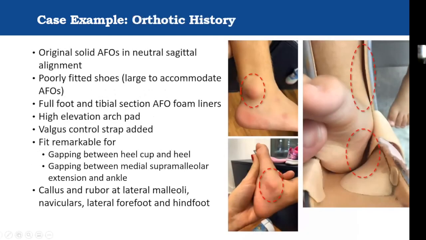So in her original AFOs, a good attempt was made, but you can tell that a lot of things were added in an attempt to select the right supportive elements to manage her tolerably. The AFOs are solid, and because of a lot of things in here, like padding in the orthotic shell, they were quite oversized, which required a much larger shoe than was necessary if a more intimate fitting orthosis was provided. Full foot and tibial section AFO foam liners were used to reduce irritation by providing abrasion resistance and cushioning.